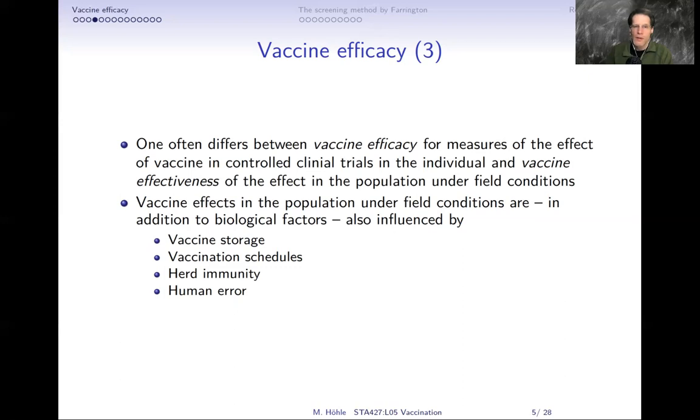So there are things to take into account here, but more importantly, vaccine effectiveness considers the effect in the population under field conditions. One important difference is that herd immunity, or the reduced spread because people are vaccinated, because, for example, a herd immunity threshold has been reached, is also taken into account. This is an indirect effect of the vaccine, but it is a very important effect, which should be taken into account.